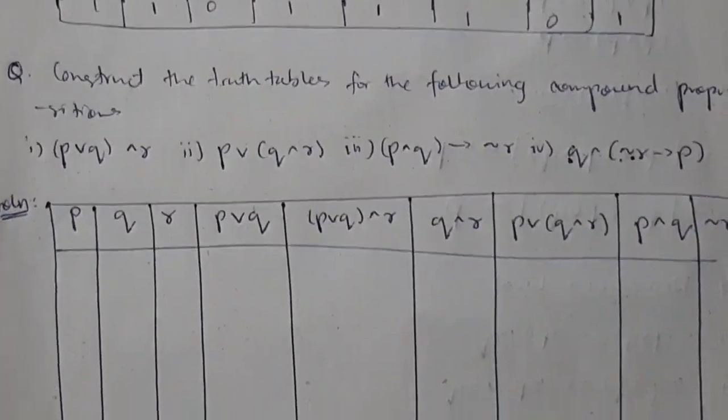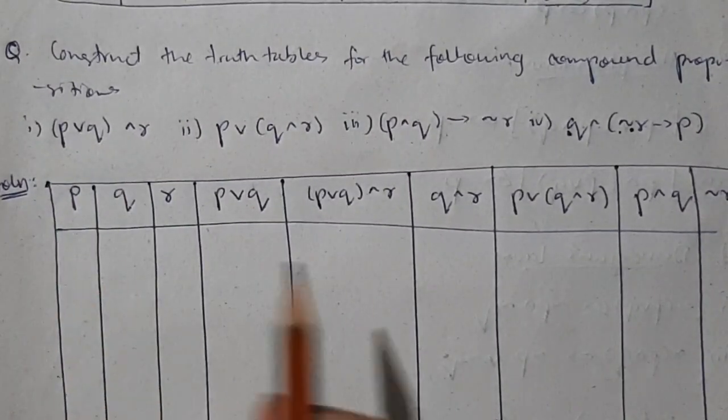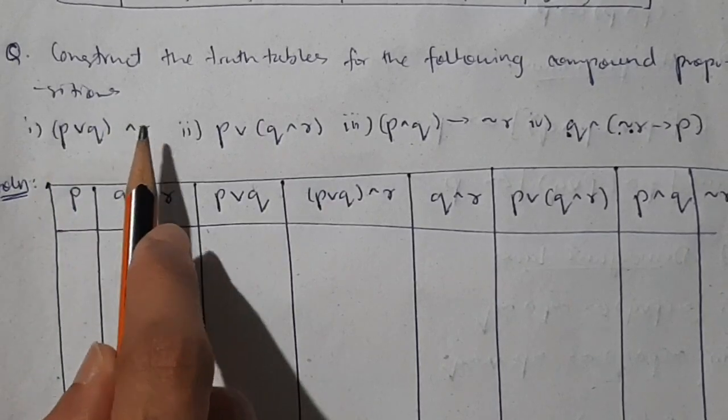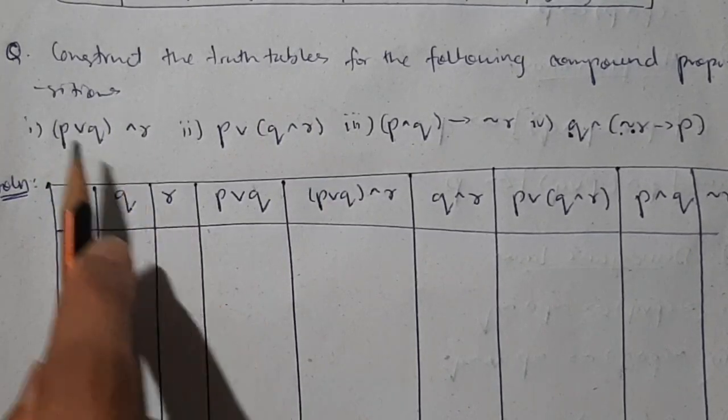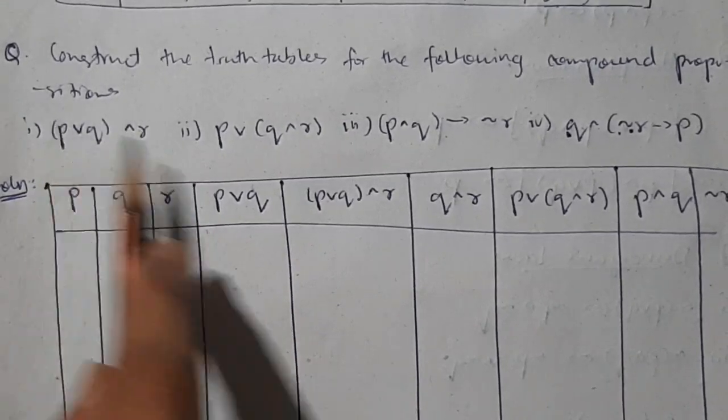Now let's see the question, and under this topic the question will be of this type. You will be given the equation and you have to form the truth table for it. Okay, first see the variables you have P, Q and R. So make the columns of P, Q and R, and you have this P or Q, right? Make a column for that, and this whole column will be made here.